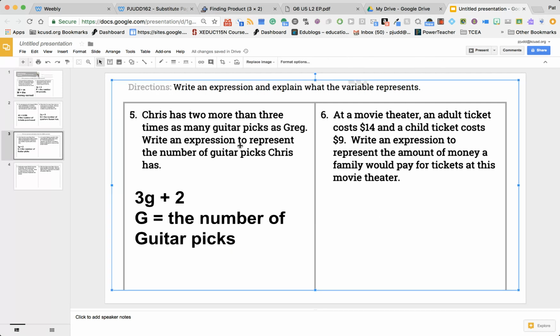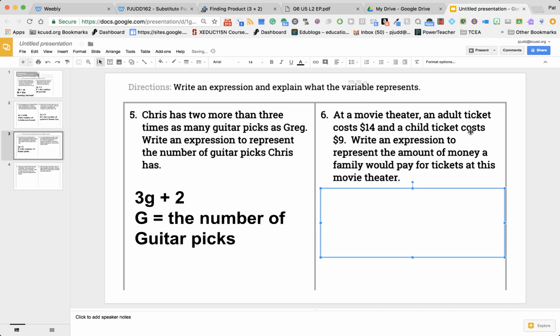Okay, perfect. Now, taking a look at number 6. At a movie theater, an adult ticket costs $14 and a child ticket costs $9. Write an expression to represent the amount of money a family would pay for tickets at this movie theater. Well, we know that there are adult tickets and we know that there are child tickets, but we don't know how many adults and children are going to be going.